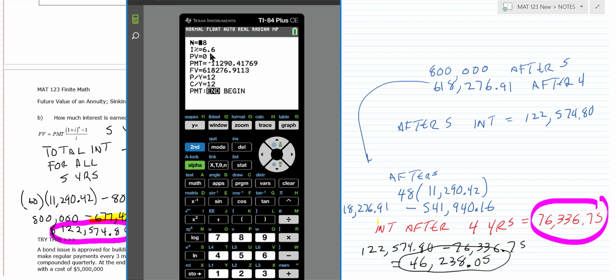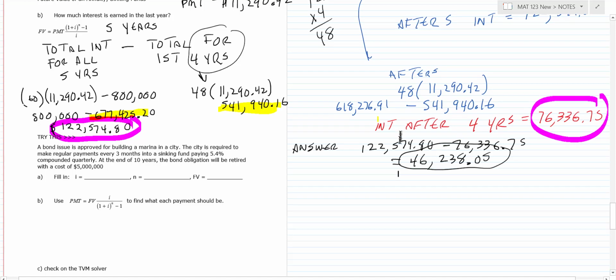48, of course, is 4 years, same interest rate, same payment. We already found the payment. And the reason I needed to do that is, I need to figure out how much is in the annuity after 4 years minus the payments I put in. So I use my TVM to find this value right here. You've got to know 800,000 after 5, 618 after 4. You find the difference in the interest. So that's the idea. Mostly there's the technology on that, just using the TVM solver.